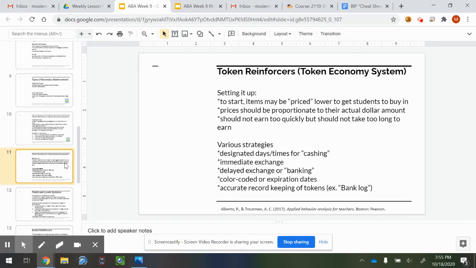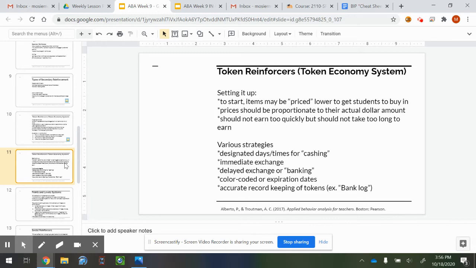A kindergarten student most likely is not going to be successful in holding their tokens for the duration of the week and cashing in only once a week. They may need to do it more frequently, as may a student with some more intense behaviors that we're really trying to modify. But perhaps an older student may be able to hold out a little bit longer in between cashing, or a student who has got their behavior somewhat under control and has been working on this system for a while.